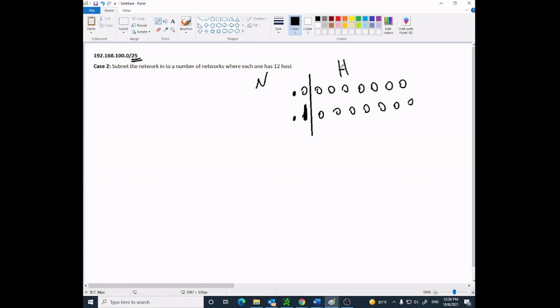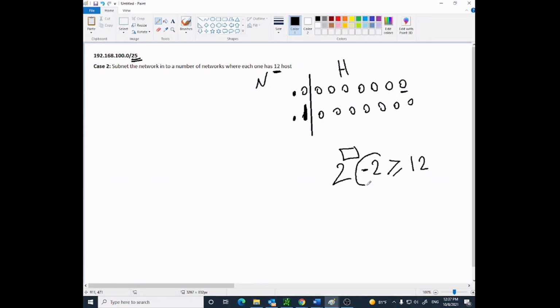Now, what we need to do in this case is to ask ourselves a different type of question. Previously, I asked how many bits do I have to borrow to get 5 networks. Now I'm going to have to ask myself, how many bits do I have to keep to get 12 hosts? And in this case, we're going to start from the right. And we're going to use this equation: 2 to the power of that number minus 2 should be greater than or equal to 12.